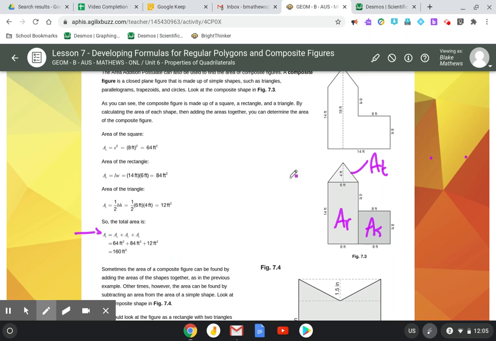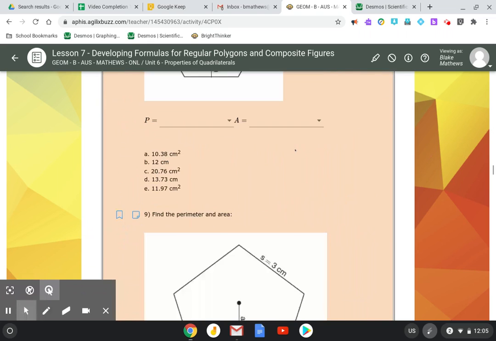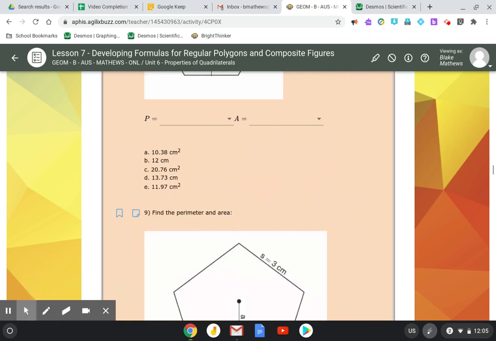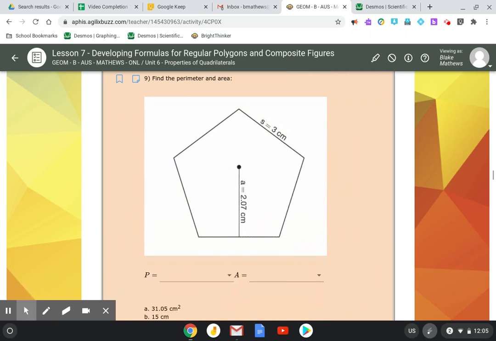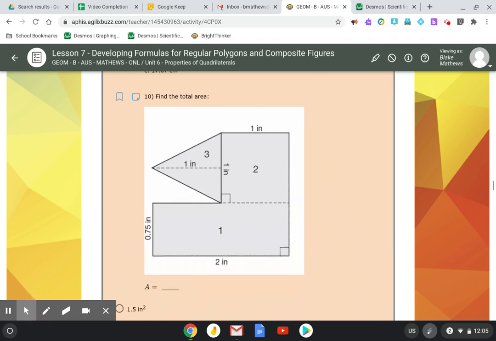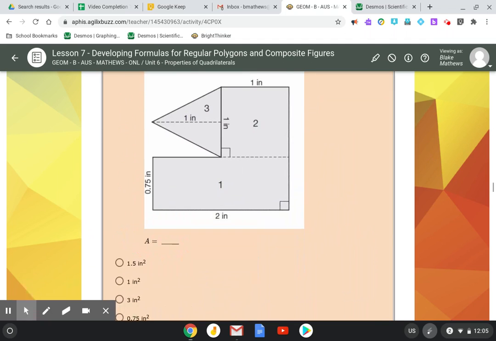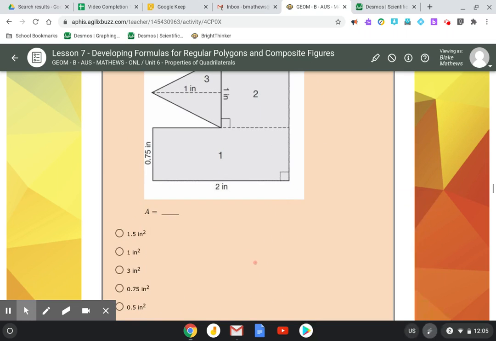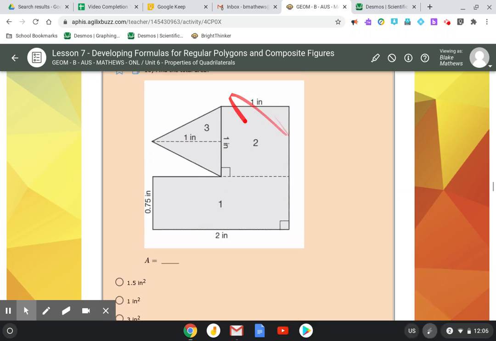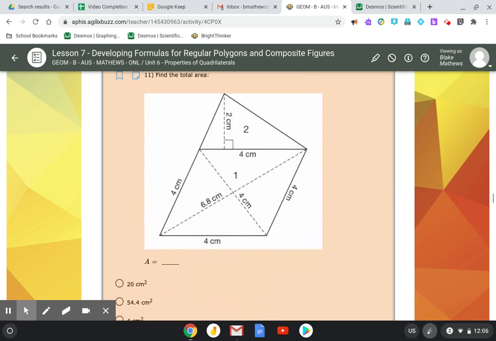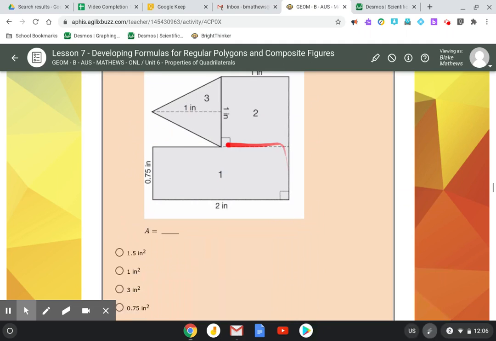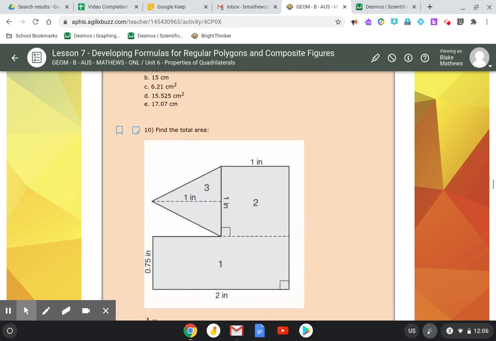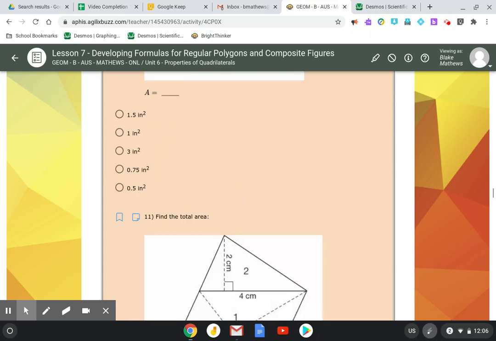So just to jump down and look at what they ask you to do. We obviously have the two regular polygons. And then we have find the total area. So you need to find the area of number 1, number 2, and number 3, and then you add them up. So this is a rectangle, this is a square, this is a triangle. You need to calculate those each separately, and then you add them together. So you're going to need a lot of space to work this one out on your paper.